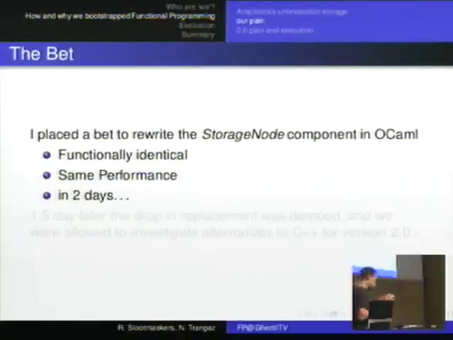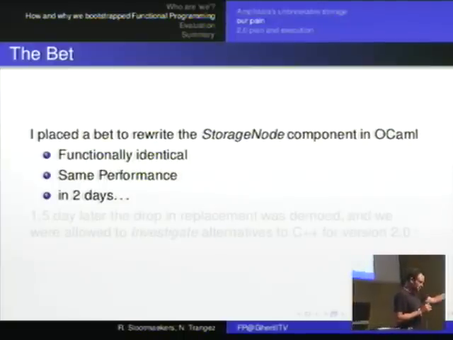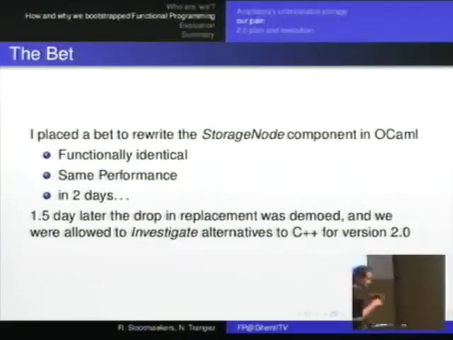And we were planning to do a version 2.0, but we're still fixing all the problems with the version 1.6, and the 2.0 version had to have lots of new functionality. And I said, like, okay, now is the time, we're in pain. I took a little component and said, I will rewrite this in OCaml, and it will be functionally identical, same performance, and it will just take 2 days to do this. And 1.5 days later, a drop-in replacement was demoed, and we were allowed to investigate something else.